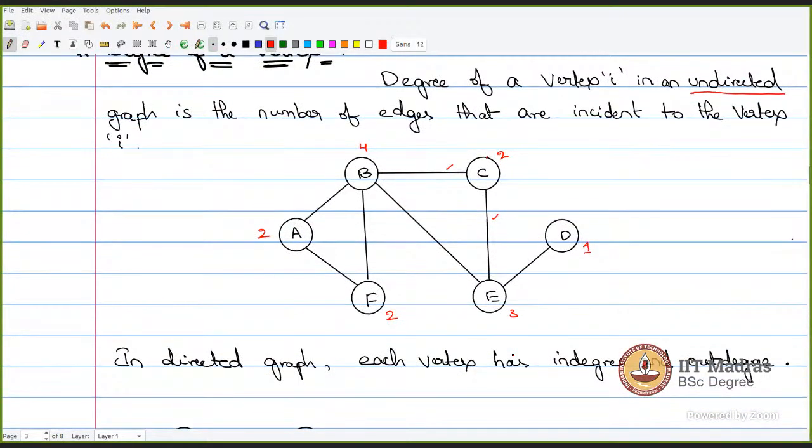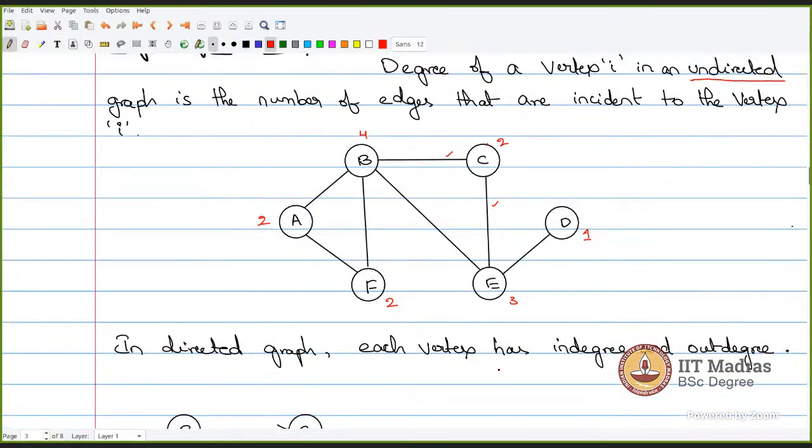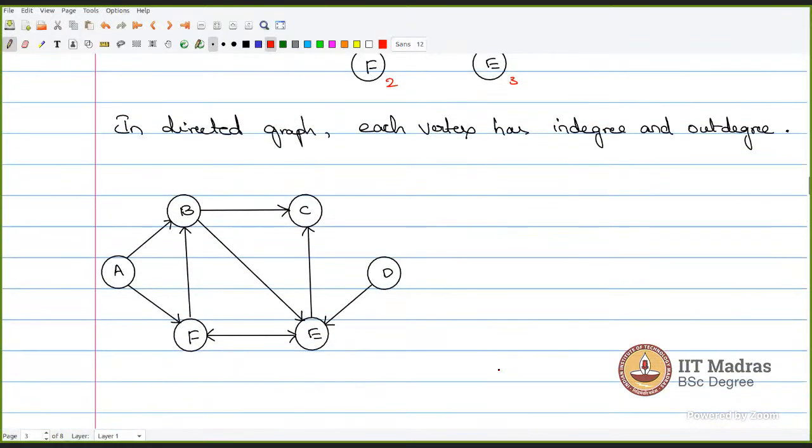What if it is a directed graph? If it is a directed graph, each vertex will have in degree and out degree separately. Till now we have only one number associated with each vertex, but if it is directed, we will have two numbers associated with every vertex. One is in degree, another one is out degree. So this is how it goes.